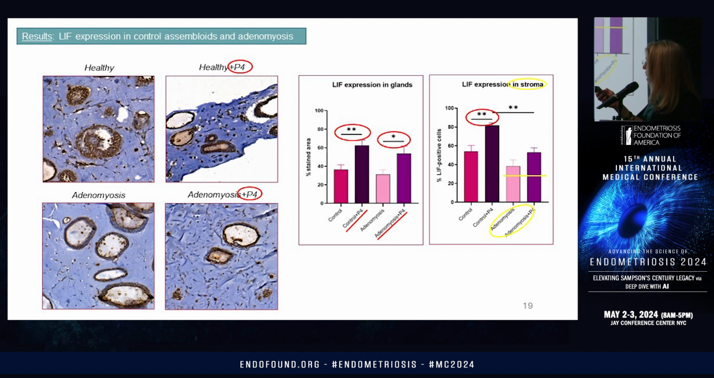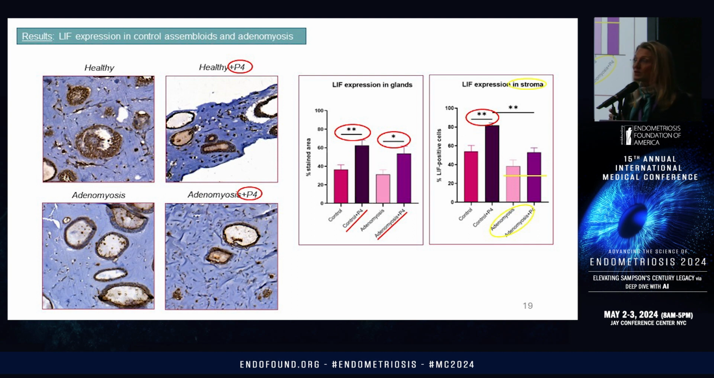Another marker that we used was LIF, and again we have a look after progesterone. There is a significant increase for the healthy assembloids, as I will call them, and for the adenomyotic assembloids, the same. But in the stroma, we don't see a significant increase in LIF for the adenomyotic assembloids, only for those from healthy patients. You see the healthy is there, but in yellow there is no significant increase in LIF.